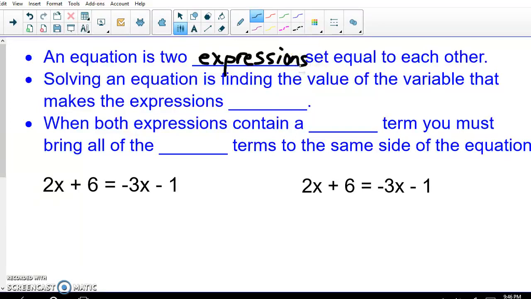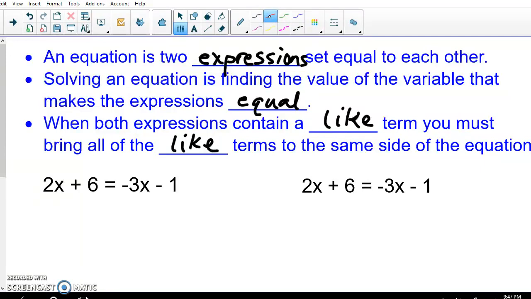So to solve an equation, that means we're going to find the value of the variable that makes the expressions equal, because that's what an equation is. It's two expressions set equal to each other. So when both expressions contain a like term, you must bring all of the like terms to the same side of the equation. And we talked about this with our foldable note, that you have to get all of your variables on one side and all of your constants on the other. So let's take a look at what this looks like with a couple examples.